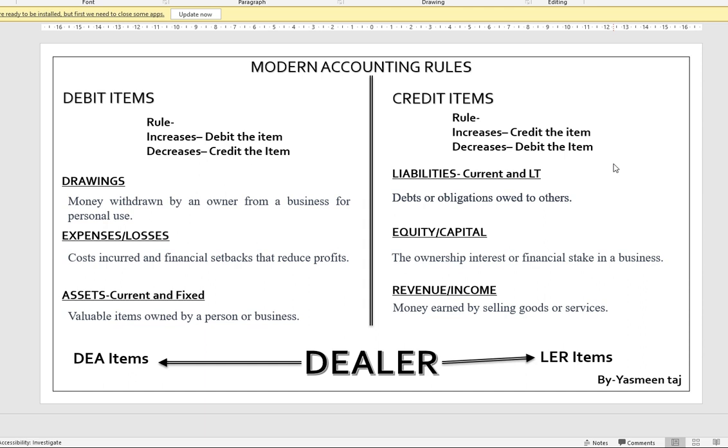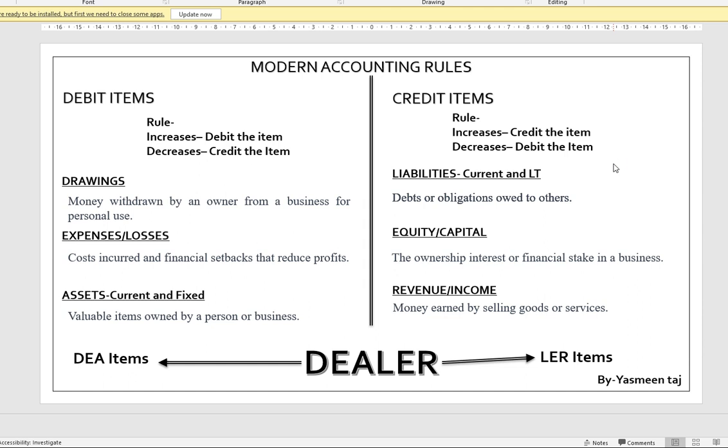The meaning of drawings is money withdrawn by an owner from a business for his personal use. If you are the owner of the business, as per the concept of business entity, the owner is separate from the business entity. You know that. So if you are withdrawing some amount or an asset from the business, your account is treated separately and the business account is treated separately. Hence, it will be considered as drawings.